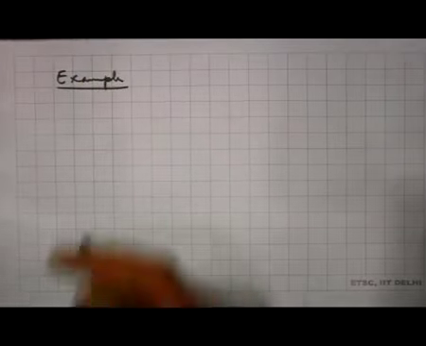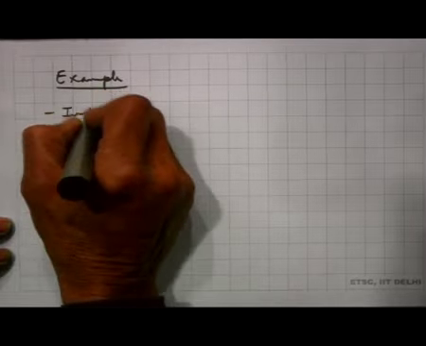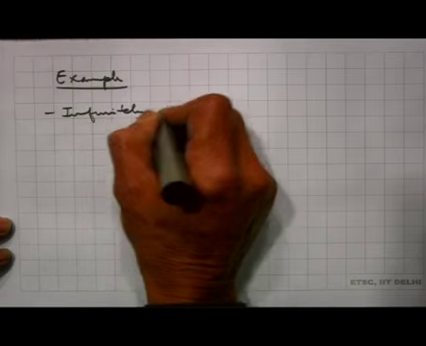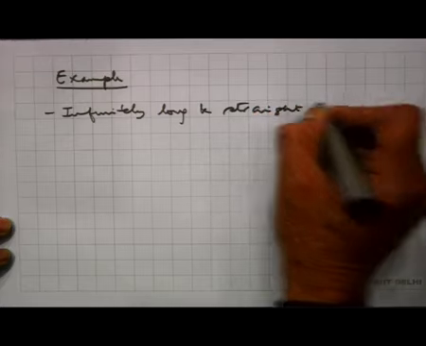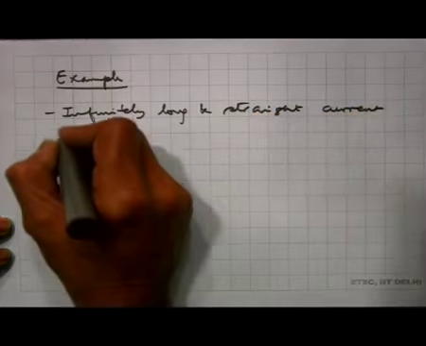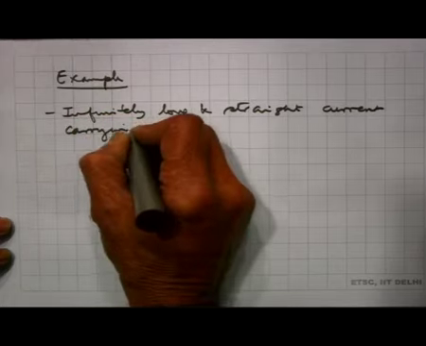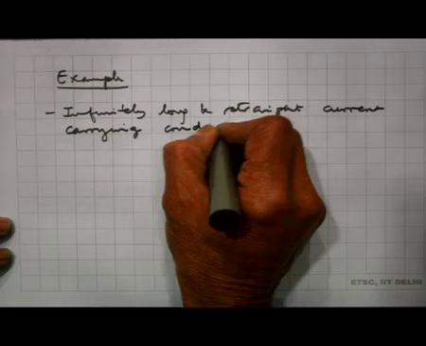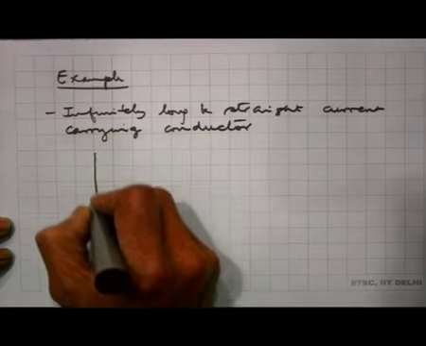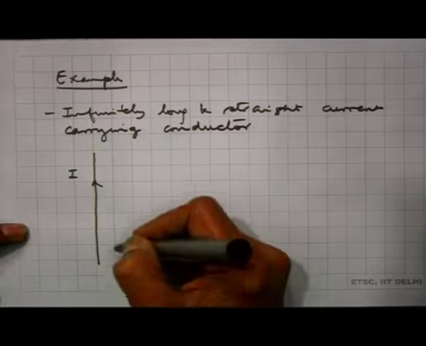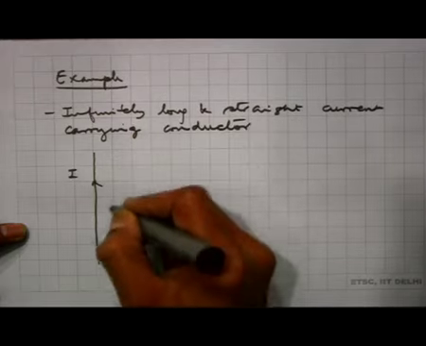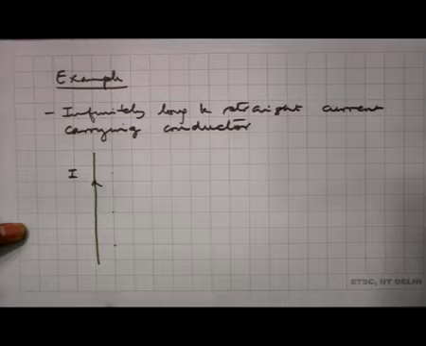The first example I want to look at is an infinitely long and straight current carrying conductor. So, this is my current carrying conductor. The first thing I notice is that because of symmetry, the magnetic field cannot depend on z, this distance. It has to be the same here, here, here, everywhere. It is an infinitely long wire.